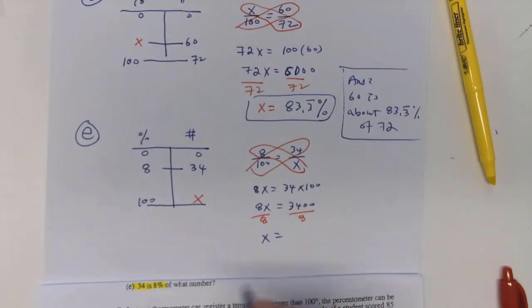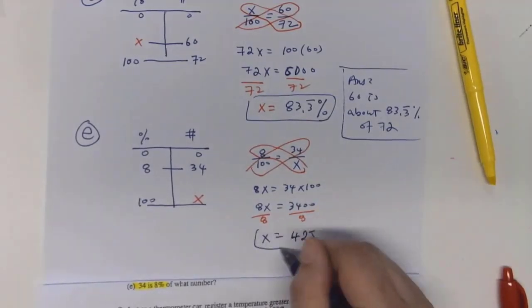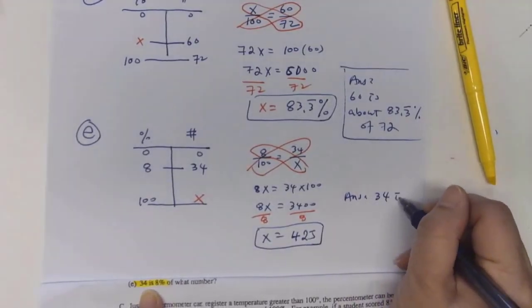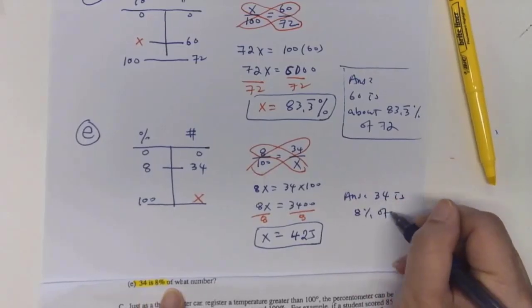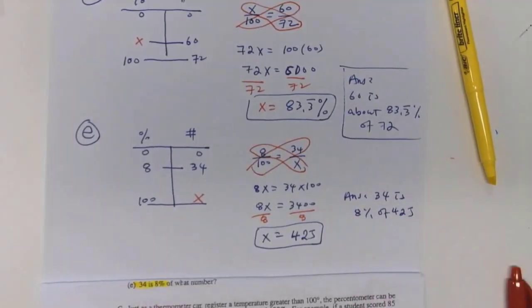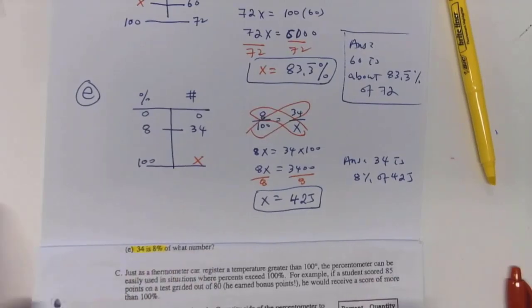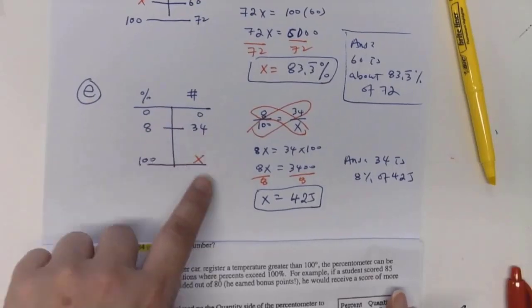Anybody have an answer? 425. If I put that in a statement, I can say 34 is 8% of 425, and we can double check, right? 425 times 0.08 is 34. Is it okay? You will have to set it up carefully. It's very easy to make a mistake for questions like that. Are we okay? Questions? 34 is 8% of some number.